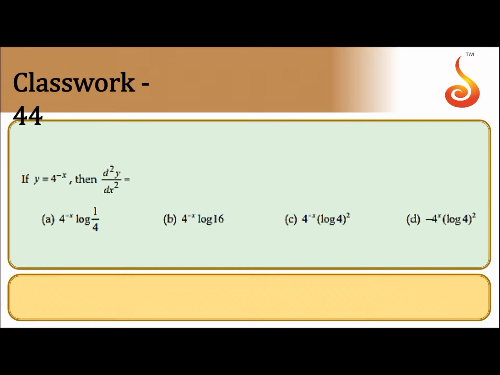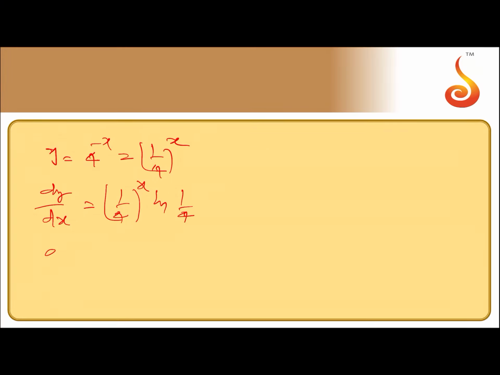Coming to next one. Second order derivative. Y is equal to 4 power minus x. So y is equal to 4 power minus x. We can write 1 by 4 to the power of x. So you can write dy by dx as 1 by 4 to the power of x into logarithm of 1 by 4.